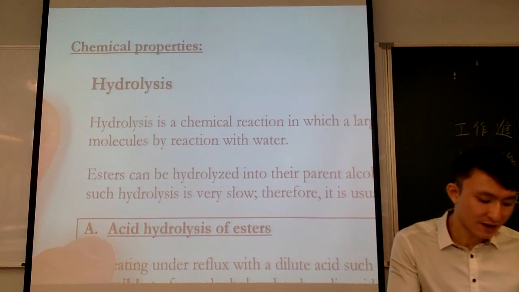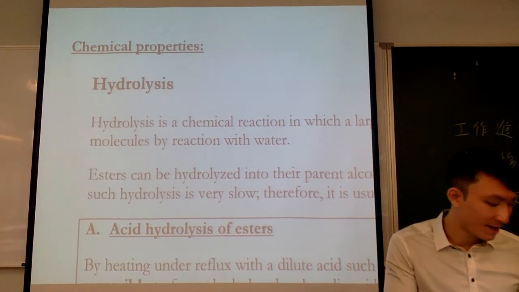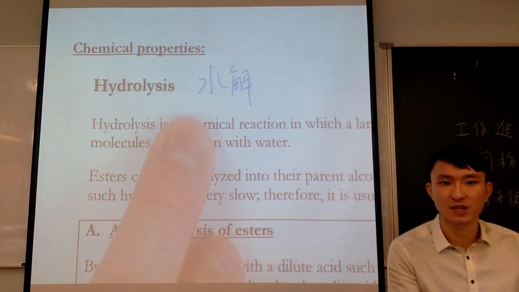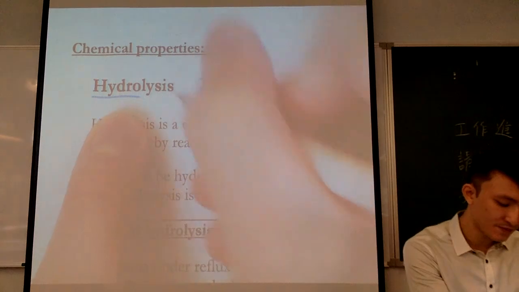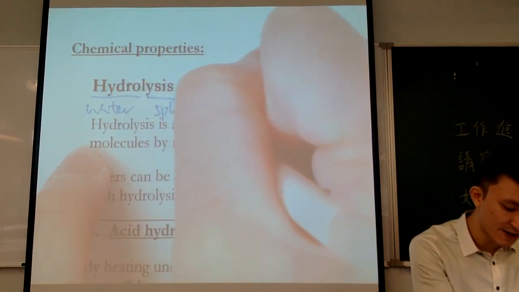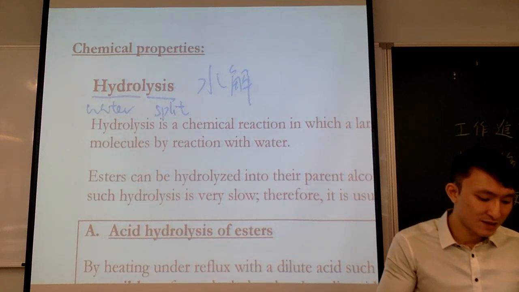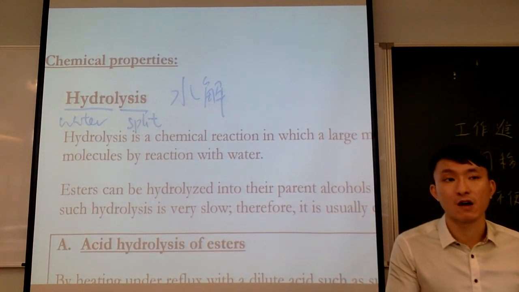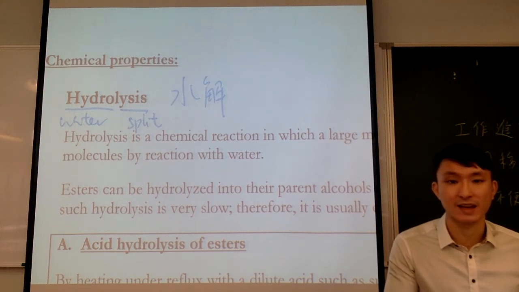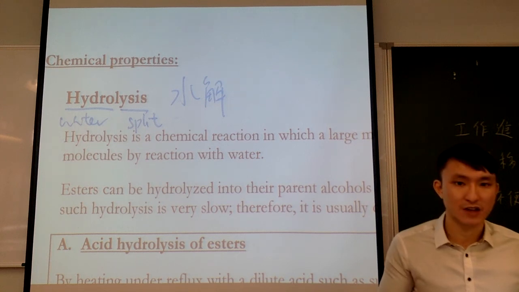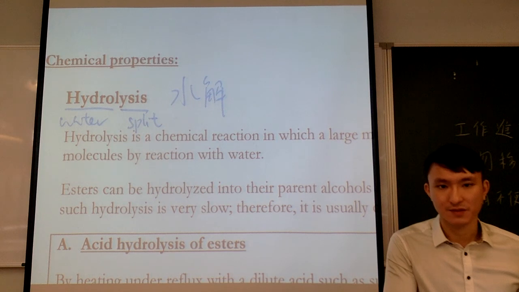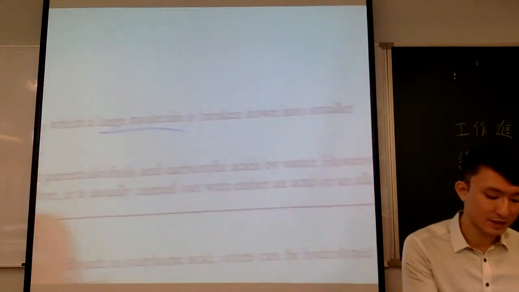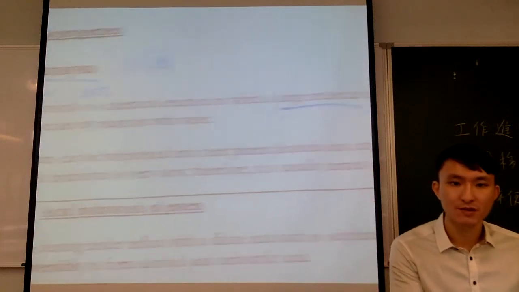Now, for chemical properties, there is just one reaction. We call it hydrolysis. Okay, hydrolysis, the Chinese name is very obvious. We call it basically decomposition using water. And from the English name, hydro means water, lysis means split. Use water to split. Now this reaction is a type of reaction, and different homologous series, different compounds with different functional groups can also perform hydrolysis reaction. So it is not exclusively for ester. So what do you mean by hydrolysis? Hydrolysis is a chemical reaction in which a large molecule is broken down into smaller molecules by water.